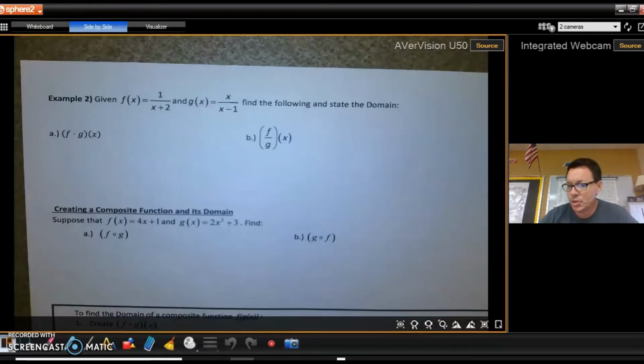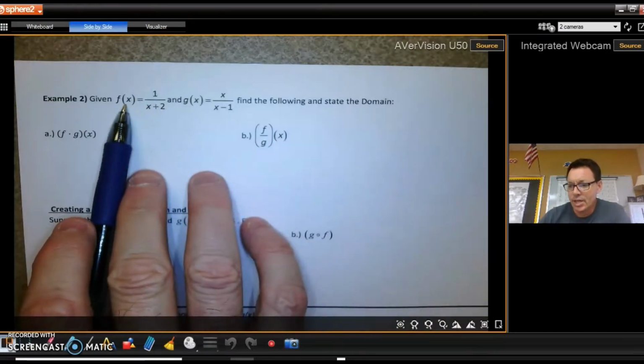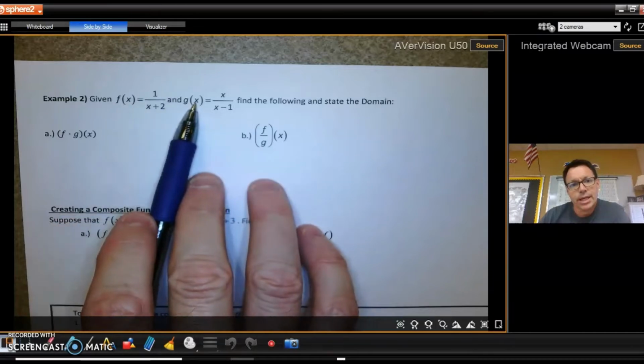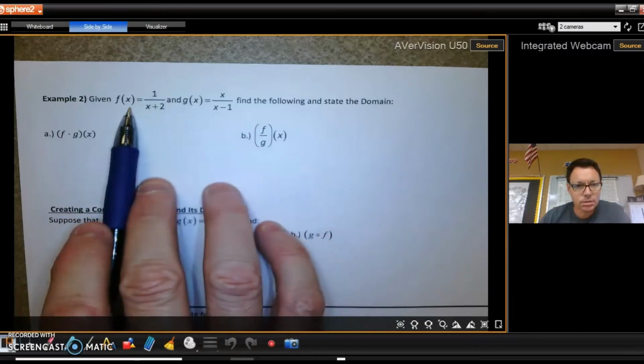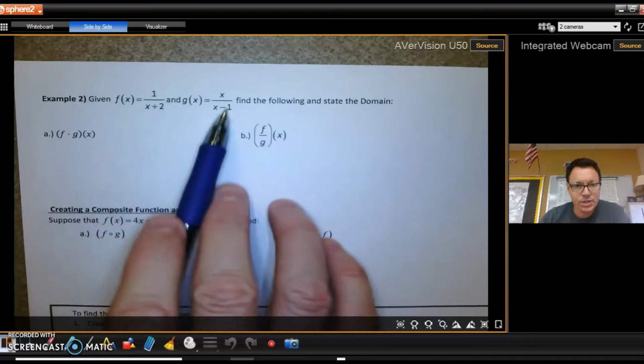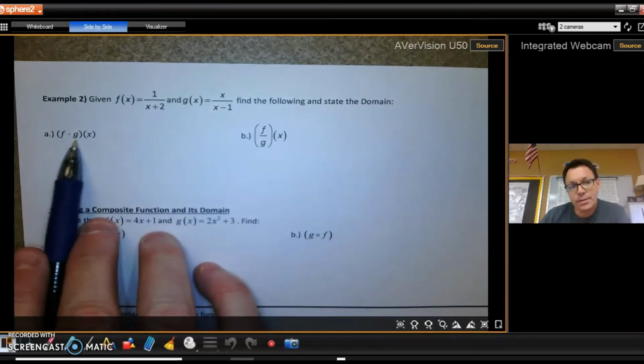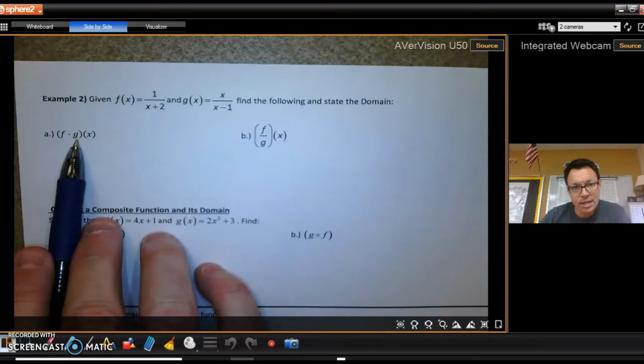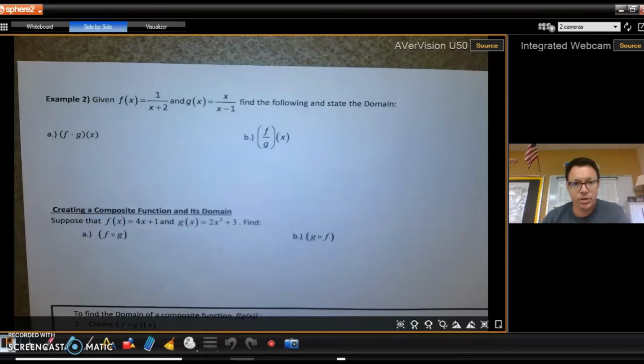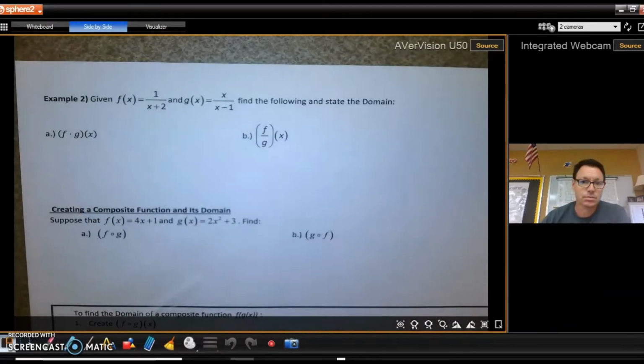All right, example 2. Now, I've got f of x and I've got g of x. These are a little trickier looking. Okay, they got some fractions going on here. For these, all we're going to do is multiply the two, and then figure out the domain of that new function that we create, and we're going to divide the two, and see what the domain is of that new function.